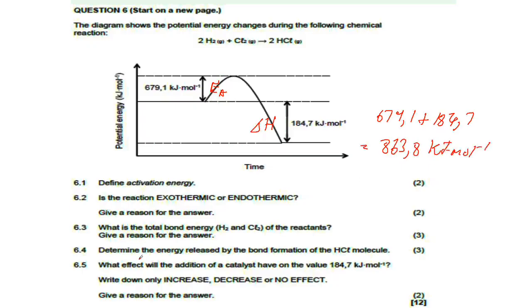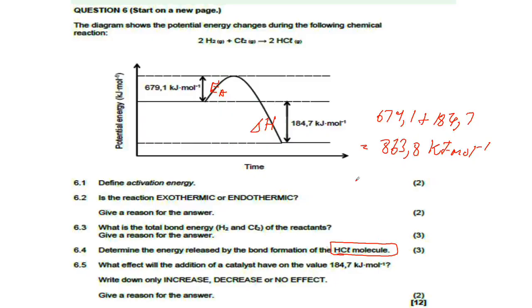They said, determine the energy released by the bond formation of the HCl molecule. So here they are concerned about only one HCl molecule. But from this reaction here, we can see that two molecules of hydrogen gas plus one molecule of chlorine gas forms two molecules of hydrochloric acid, right? So, but then here we are only concerned about one hydrochloric molecule.